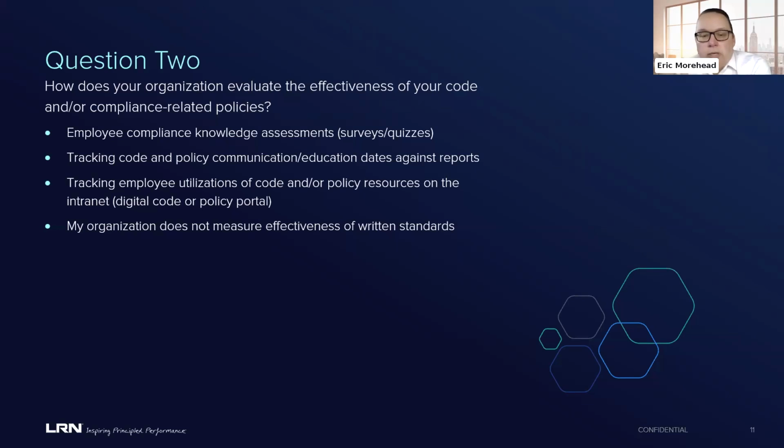And about 22%, that's not bad. I might have expected it to be a little bit higher, aren't really doing anything with regards to effectiveness for their written standards. So that's one thing, even before we get to the fourth topic today, to consider moving forward for that 22% of the participants that aren't doing anything right now: think a little bit about how you might use data to measure the effectiveness of code and policy use in your organization.